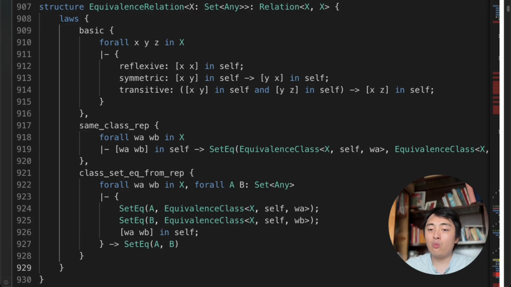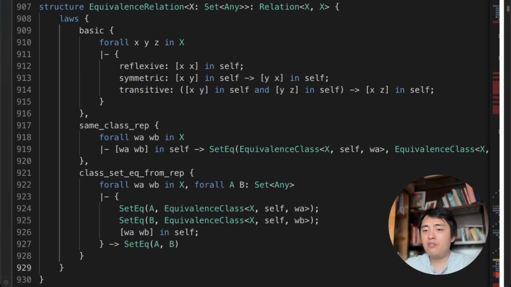All of these are within one law block because they share the same context: x, y, and z. I put them in one proposition with a block statement where you can name each individual part, which means they are true simultaneously. And it's very handy to call them: you just call basic.reflexive or basic.symmetric when you try to apply the law.